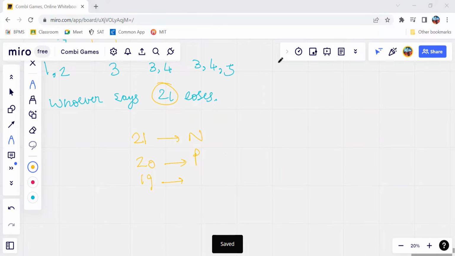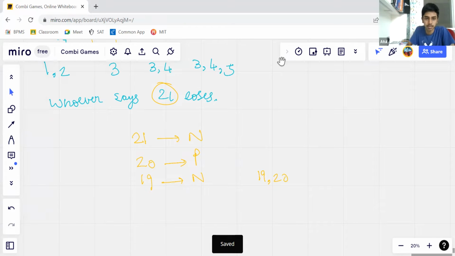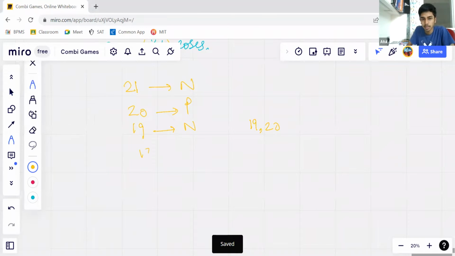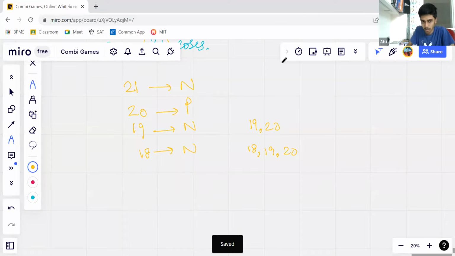It's N. Are you sure? You can say up to 3 numbers. Yes, so the next person will say 20 and then you will have to say 21. Yes, sure. Sorry. This is an N position, because the player who is going to play next says 19 and 20, and the other player loses after this. What about 18? It's the same thing. You say 19, 20, and it's an N position.